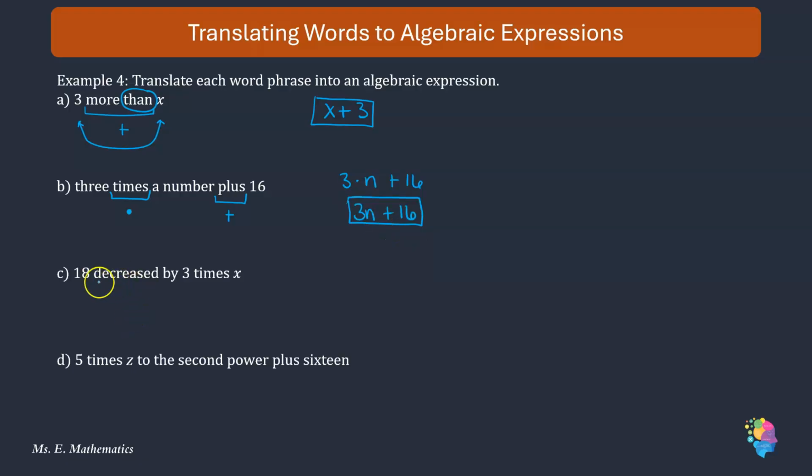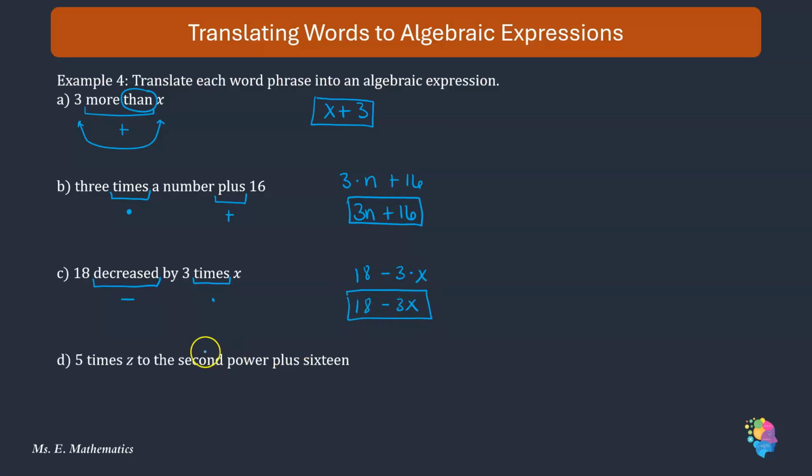Let's try C. We have decrease. That's a minus, and times, of course, that means multiplication. So writing this from left to right, this will be 18 minus 3 times x. So 18 minus 3 times x, or better written as 18 minus 3x.